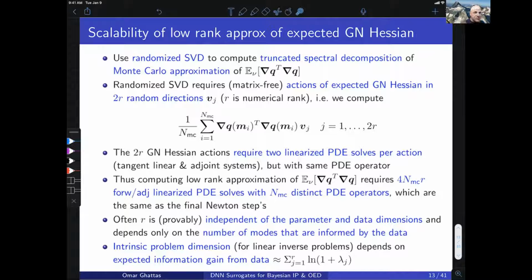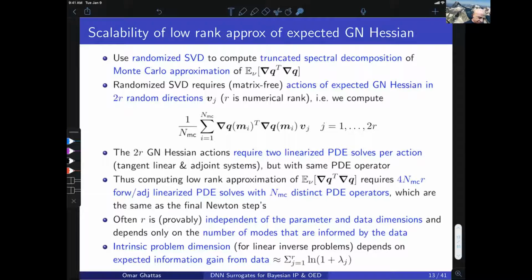Randomized SVD uses two passes, so it's actually two R linearized PDE systems that we have to solve, and then we have to do that N_MC times, the number of Monte Carlo samples. But all of these 2NR solves have the same operators, the same linearized PDE operator. So we can exploit, for example, direct solvers, we just factor once, and even with iterative solvers, we construct a high quality preconditioner that we reuse over and over.